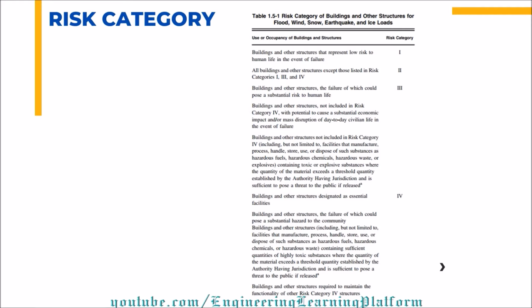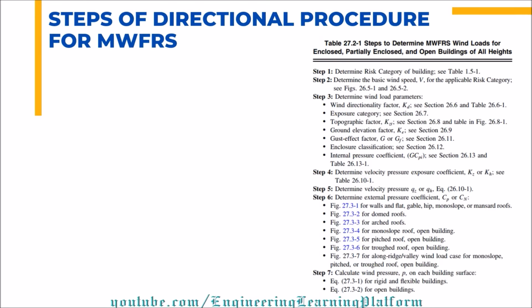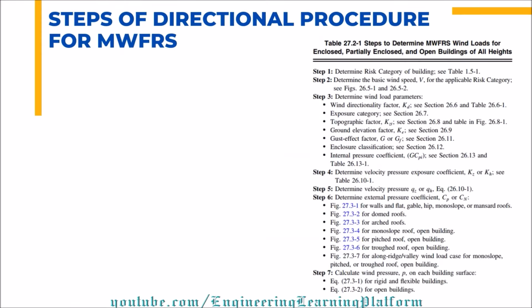Then the next thing is we have to determine the basic wind speed. Now as far as the US is concerned, the maps are given in ASCE 7-16, so you have to go and check your code and see what the wind speed is for the locality in which your portal frame is located. Here it is, the wind hazard map. And then the next step, step 3, is to determine the wind load parameters.